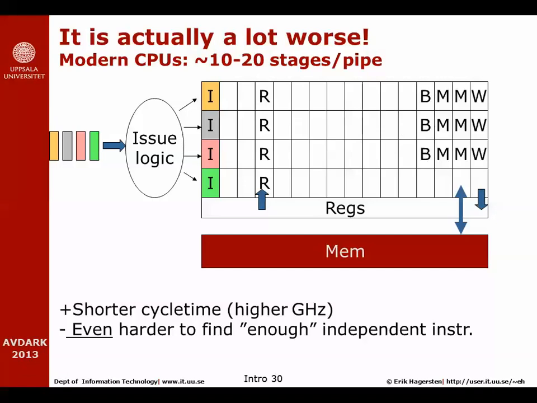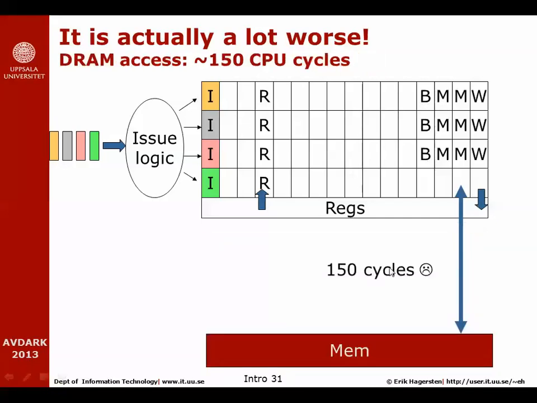But it's a lot worse than that, because modern CPUs don't have 4 pipeline stages. They typically have like 20 pipeline stages. And that means that there is a need to find even more independent instructions in order to make that modern architecture happy. But it's actually a lot worse than that.